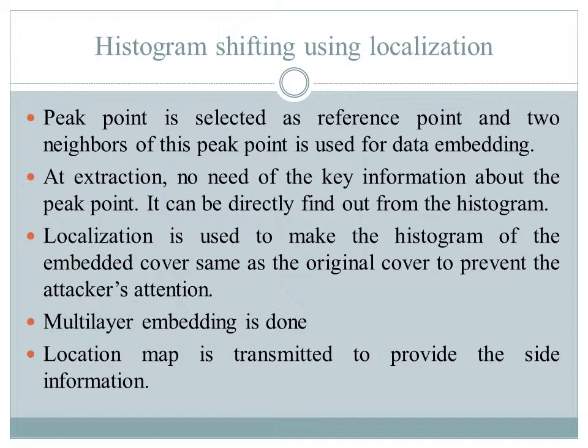Next, histogram shifting is done by using localization. Now here the peak point is not used to embed data. Here the peak point is not altered, but it is selected as a reference point, and 2 of its neighbors are used for data embedding. At extraction, there is no need to know the key information about the peak point. It can be directly found from the histogram.